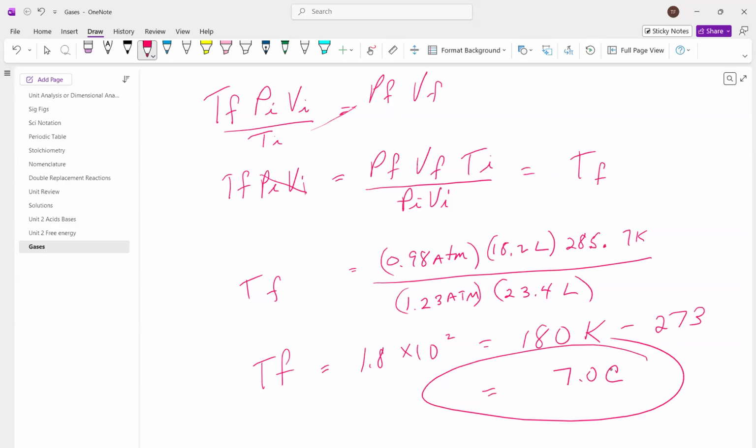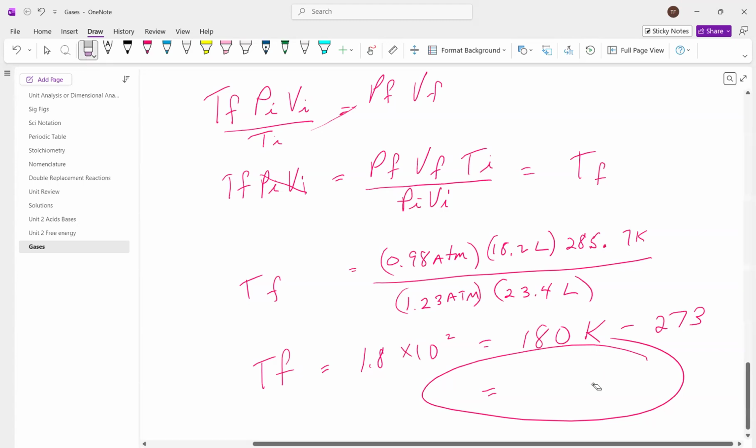Now, next week is 2 dry labs for the whole week on gas laws. Yeah, you did 180 minus 273. Did I subtract wrong? That's what happens when I don't use my calculator. Is that what you're trying to tell me? Yeah, 93.